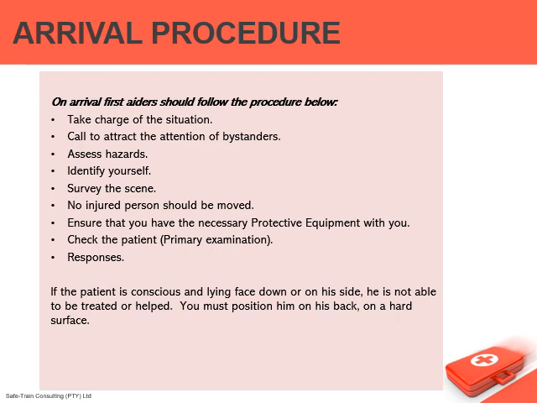If the patient is conscious, and lying face down, or on his side, he is not able to be treated or helped. You must position him on his back, on a hard surface. You must exercise great care in turning him over, as he might have broken bones or other injuries, for example spinal injuries. Turn the patient as a unit so that head, shoulders, and torso move at the same time with no twisting. Always support the head and neck, while turning a patient, and prevent the legs from twisting the body. The patient should end up on his back, in a position for you to begin treatment.